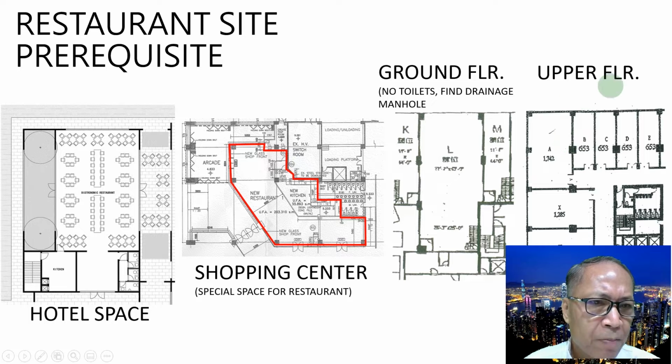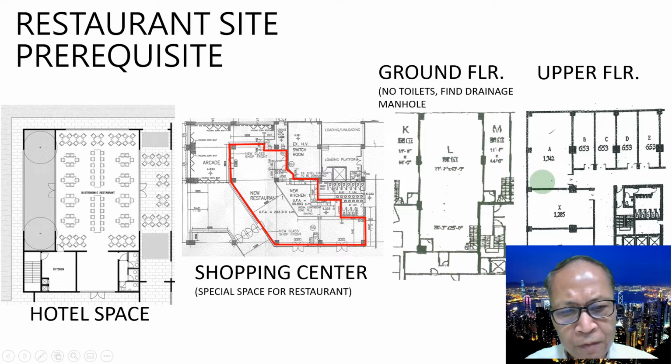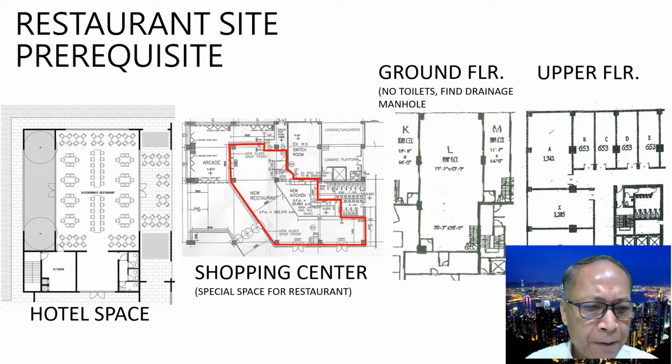But for upper floor, the floor loading is important. It's 4 kPa in Hong Kong. The loading requirement is 4 kPa. And the drainage, the kitchen drainage, you have to raise the floor by concrete to hide the drainage pipe. See this upper floor, if you want to make a restaurant on the upper floor, that's a bit tricky.